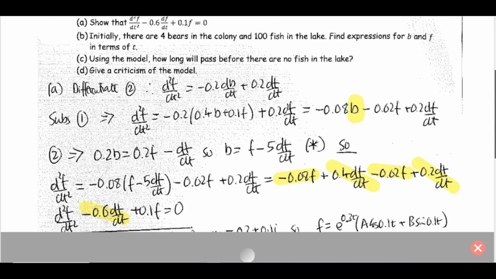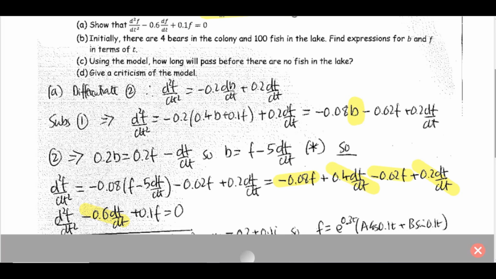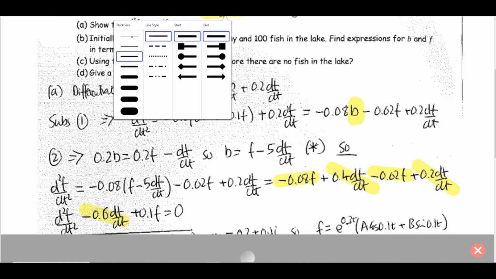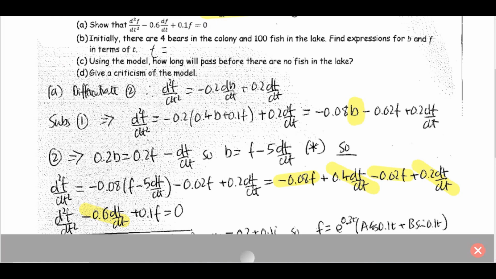Part B says initially, i.e. when t is 0, there are 4 bears. So when t is 0, b is 4. Might be worth making a note of that because we are certainly going to use that at some point. So we're going to use the fact that when t is 0, b is equal to 4, and there are 100 fish, so f is 100. I want to find expressions for b and f in terms of t, formulas for the number of bears and the number of fish at time t.